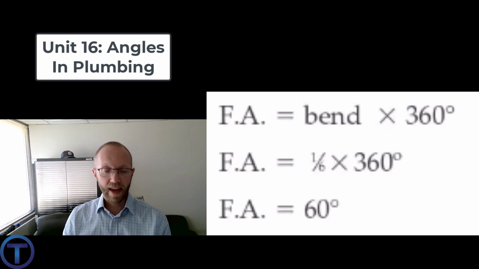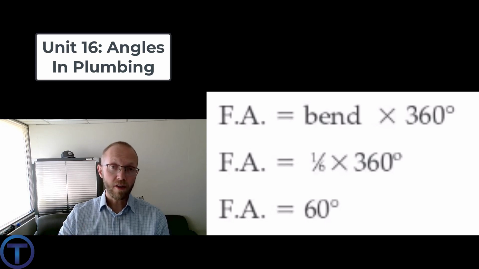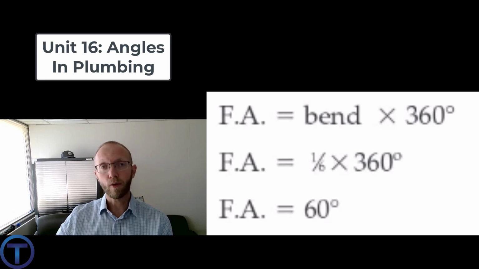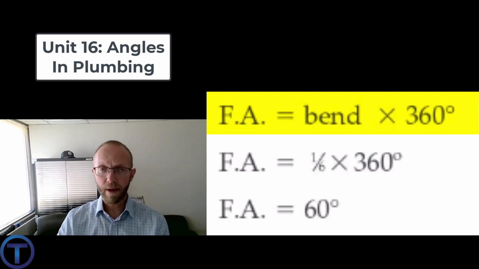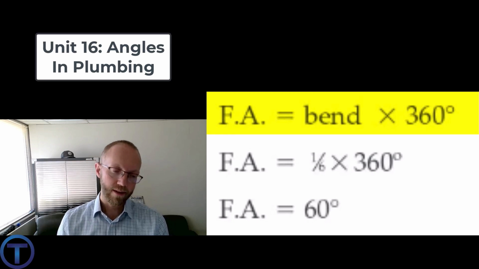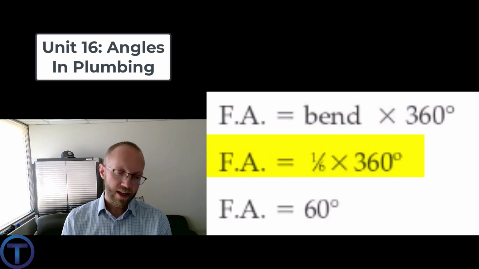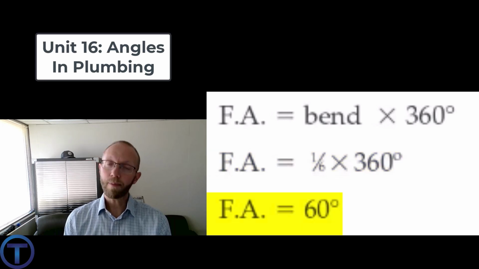So let's say that I have my bend, but I don't know what that fitting angle is. There is a way that you can calculate the fitting angle from the bend, and here it is. A fitting angle equals the bend times 360. We're basically reversing what we just did in order to find the bend. So if we say fitting angle equals 1/6 times 360, that's the same as dividing by 6, and we end up with the fitting angle equals 60.